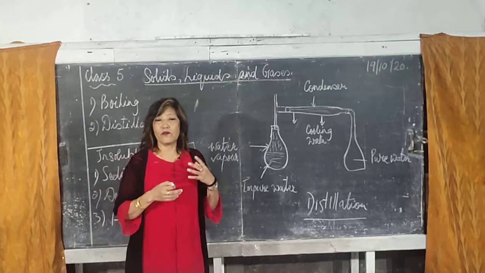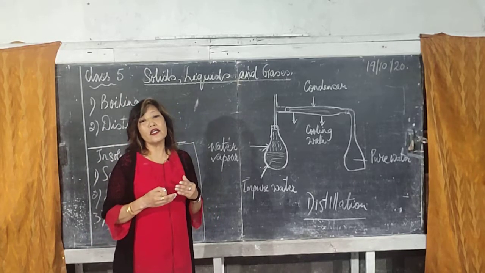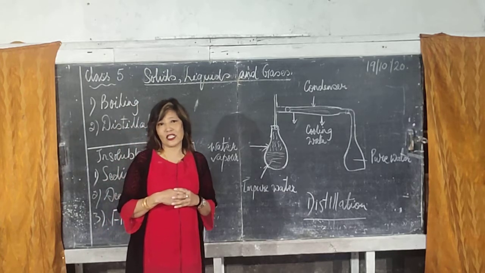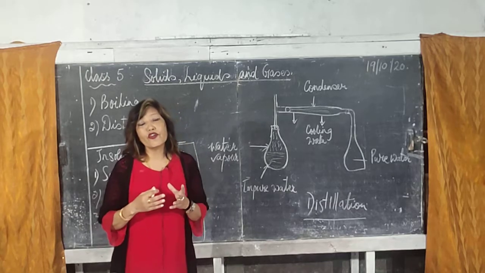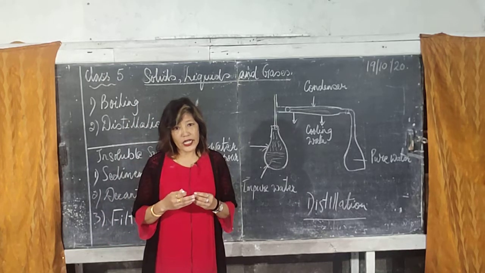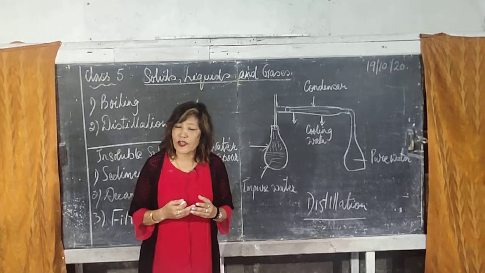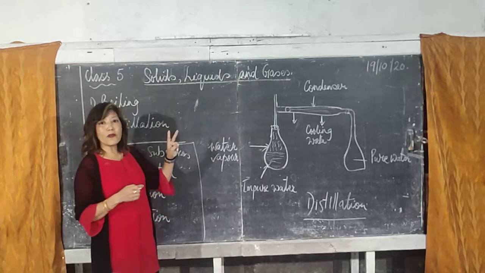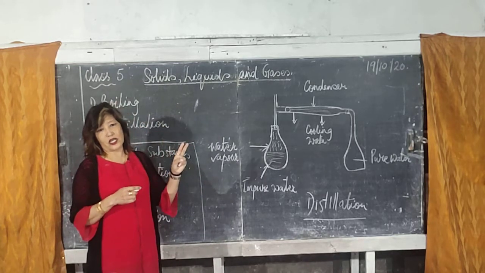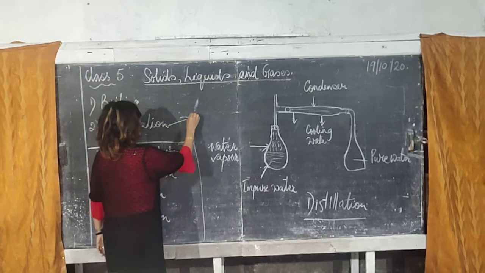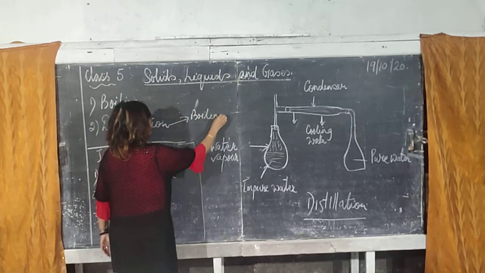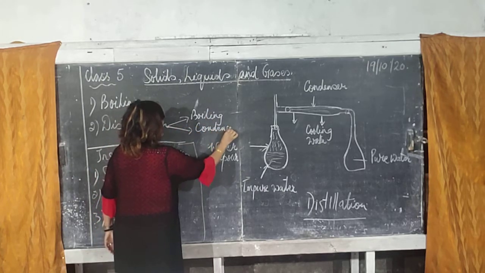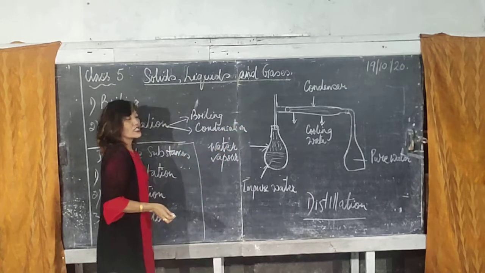Then the next method is distillation. Distillation is also a method with the help of which you can separate soluble substances. So actually what is distillation? The process of purifying liquid by boiling and condensing the water vapor is called distillation. So in the process of distillation, two stages are involved. The first stage is boiling. Then the second stage which takes place in distillation is condensation.